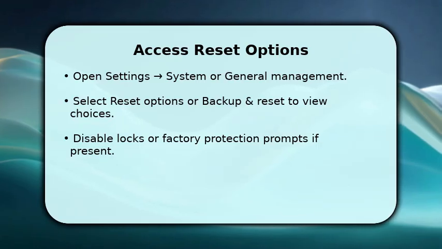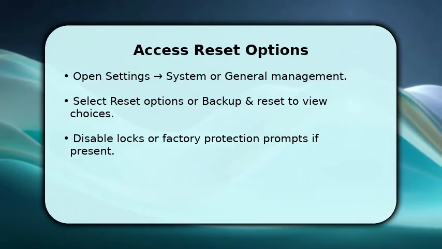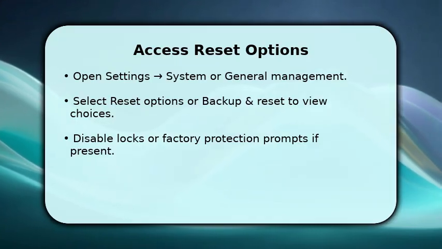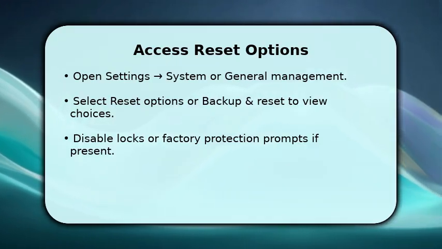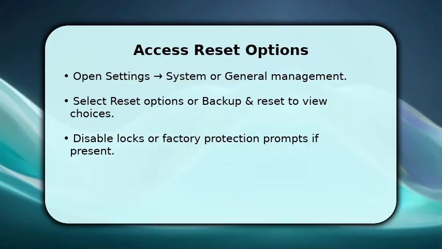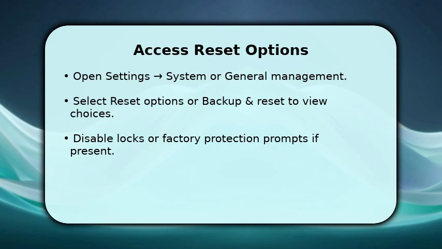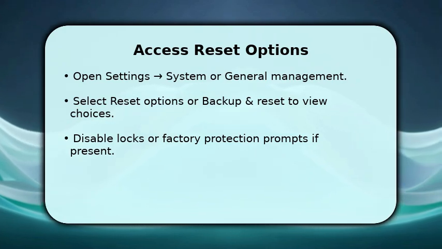Once there, review available reset types: erase all data, reset network settings, or reset app preferences, and select Erase All Data, Factory Reset, for a full wipe. Make sure to confirm you've removed any account locks, and read the summary of erased items before continuing.